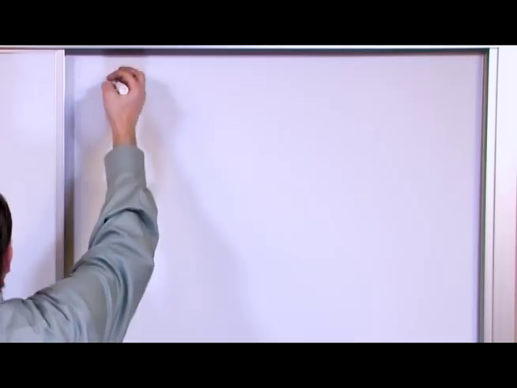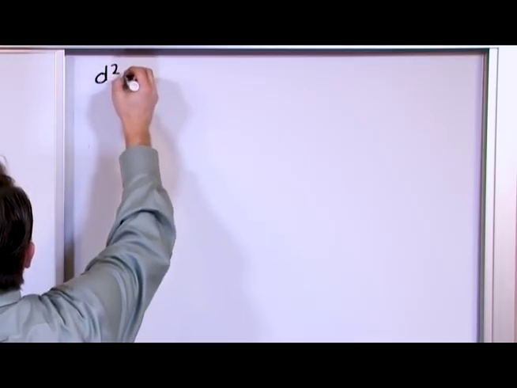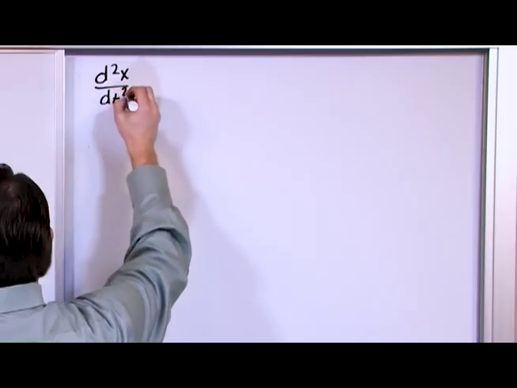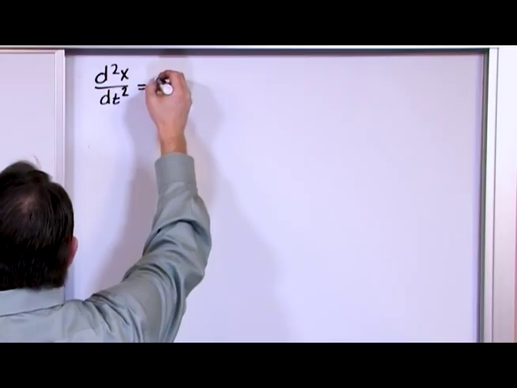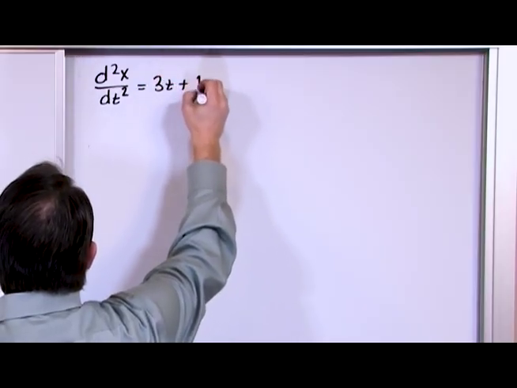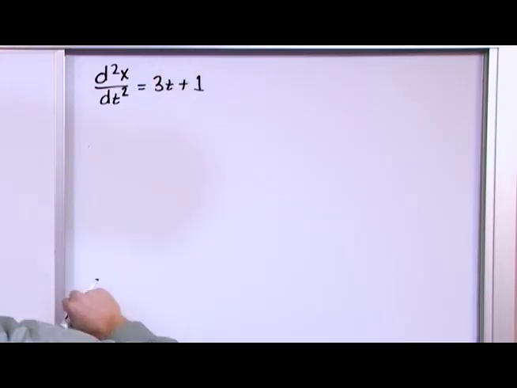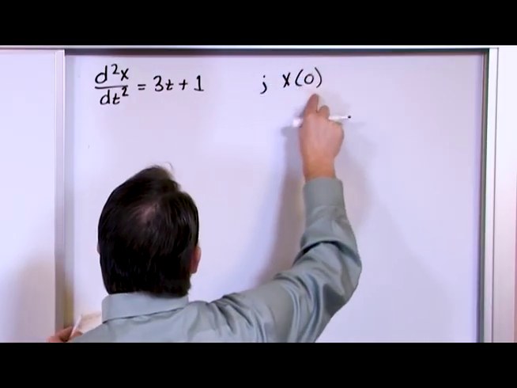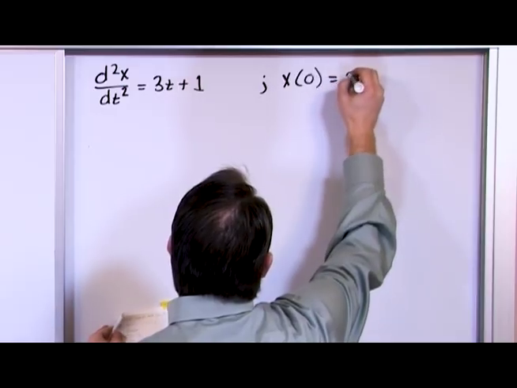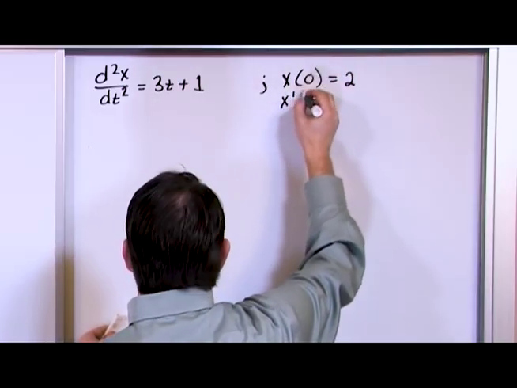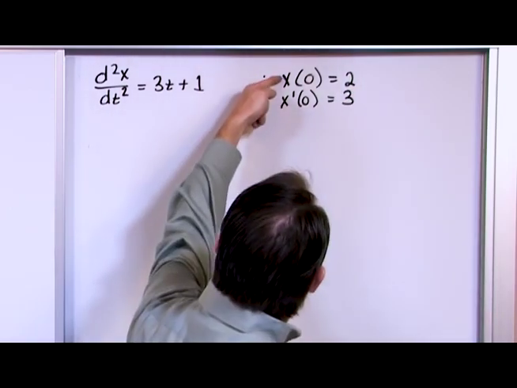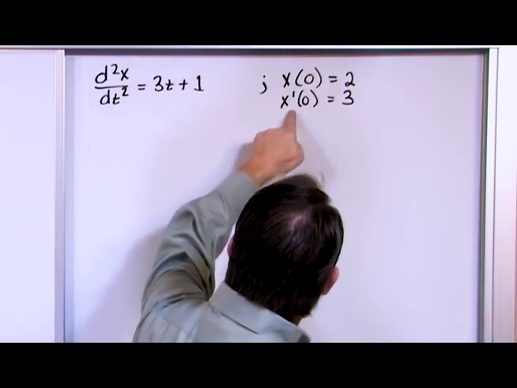So let's find the general and the specific solution to the following differential equation. The second derivative with respect to time of the function x is equal to 3t plus 1. So this is your differential equation, and your initial conditions are going to be given in your problem. At time t equals 0, the position is equal to 2. And at time t equals 0, the velocity is equal to 3.